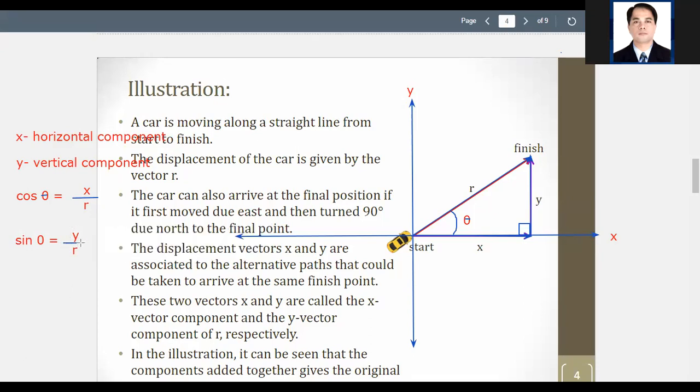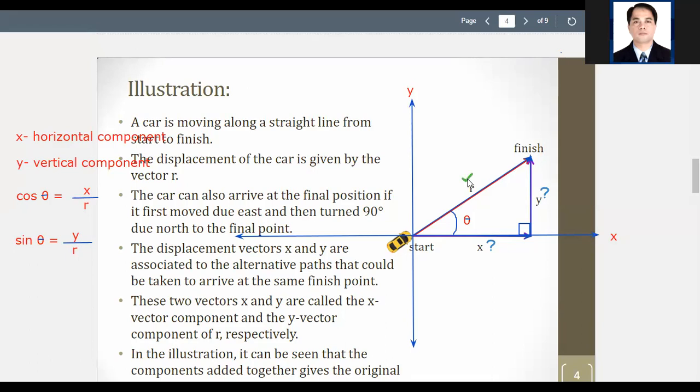Therefore, we can always express the values of x and y in terms of our r and the trigonometric functions cosine and sine. Now, for instance, we will try to find how much x is, assuming x and y are unknown. Supposing we do not know the value of x and we do not know the value of y. All we know is the angle with which the car is traveling with respect to x and the length of r. So r we know.